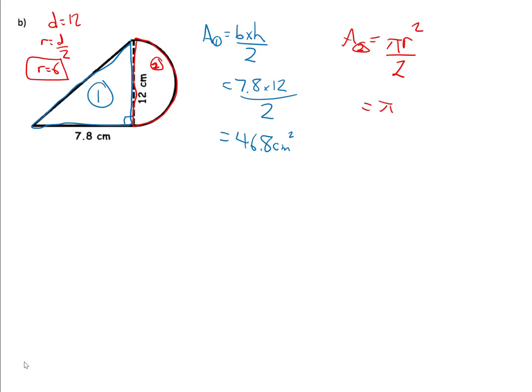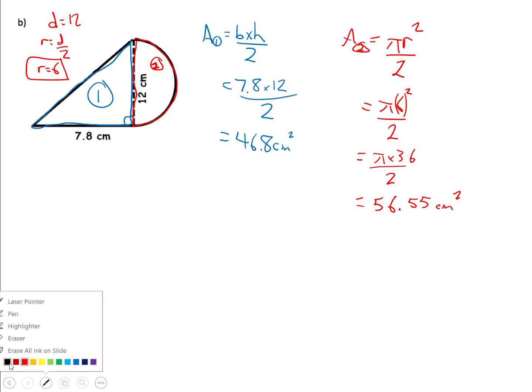So pi times 6 squared all over 2. Don't forget those brackets. So now we're going to have pi times 36 all over 2. Now we'll get a decimal number. It should be 56.55 centimeters squared.